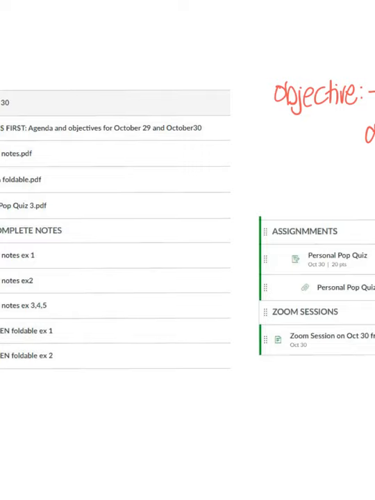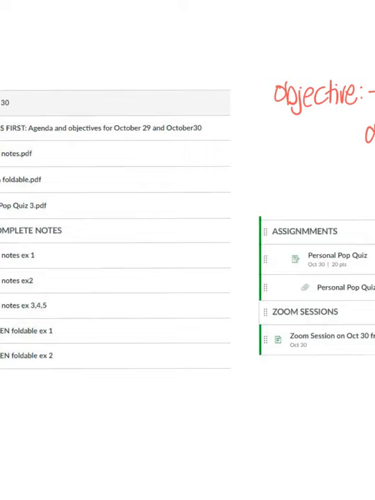All right, ladies and gentlemen, we are going to move through the agenda for October 29th and October 30th. So that's Thursday, October 29th, and Friday, October 30th. The main objective that we'll be working on is being able to prove that lines are parallel.